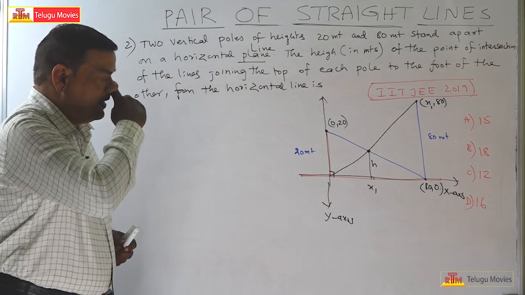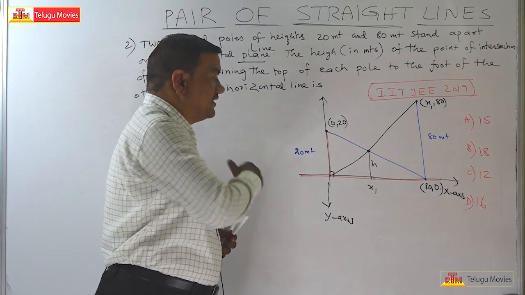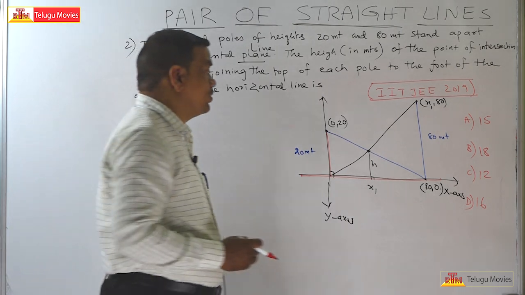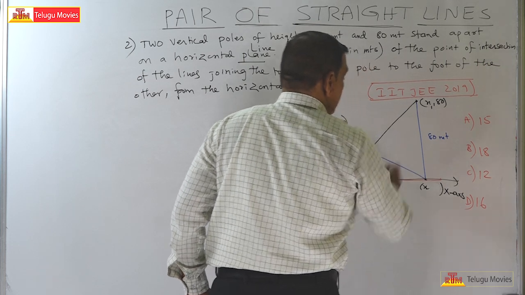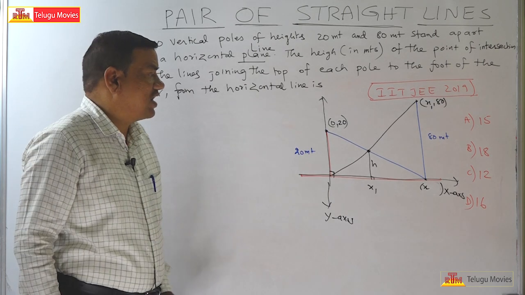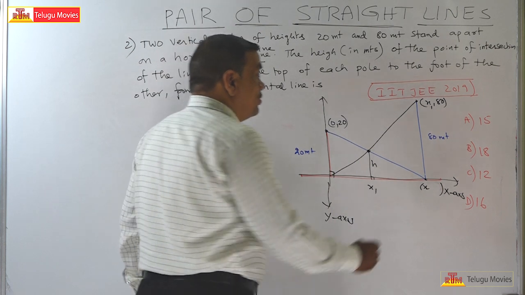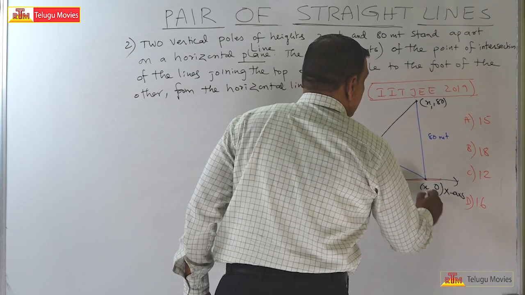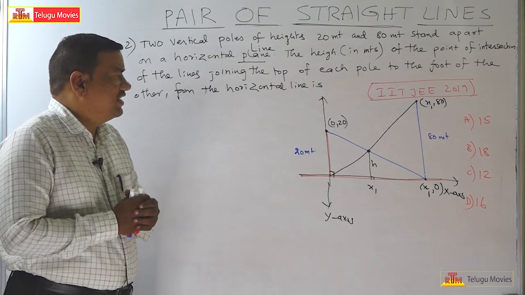Now this point lies on the x axis, where the y coordinate is 0. The distance between those two poles is not given, so this length is not given. So this point is x1 comma 0. Very clear, so everything is clear.